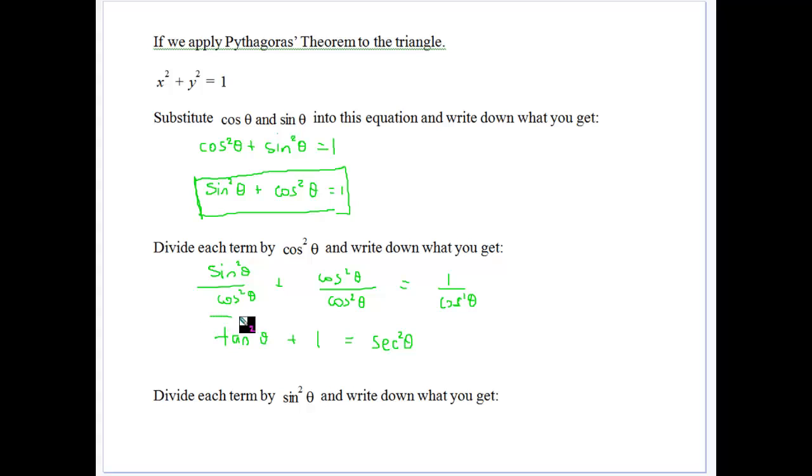So there's another relationship that we will see and be able to use. So we're able to get another relationship there. So there's one relationship, another relationship.